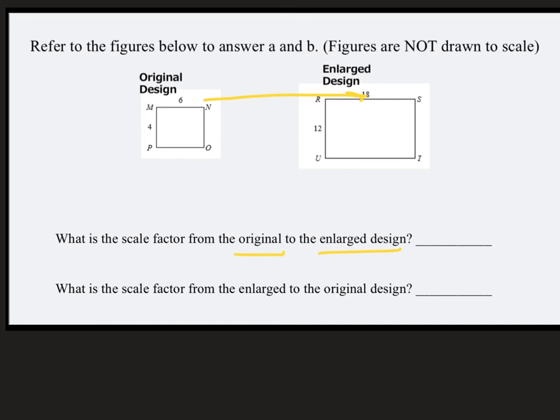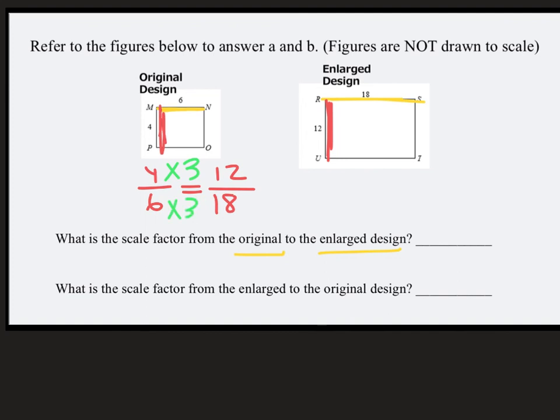So if I look at this, my corresponding sides here, 6 corresponds to 18, and 4 corresponds to 12. Well, if I look at that, 4 over 6 equals 12 over 18. I can clearly see my scale factor here would be times 3. So scale factor would be 3 from going from the original to the enlarged.